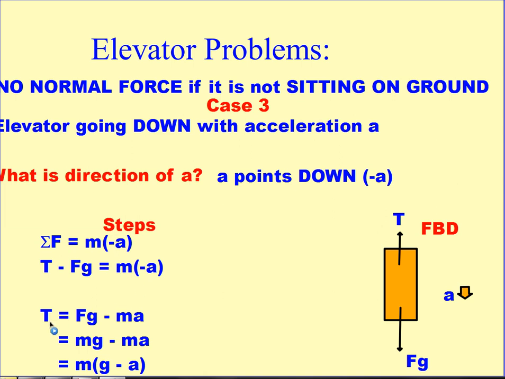So when I solve this, I see T is Fg minus ma. I can plug in the weight, which is equal to mg, minus ma. And I see the relationship that the tension in the cord actually decreases because of the downward acceleration.